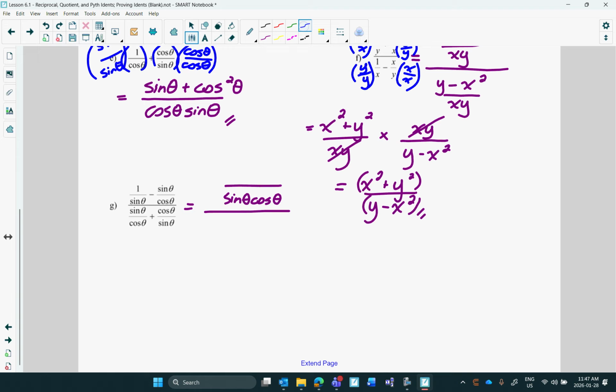And therefore, I would have to multiply this first one, top and bottom, by cos theta. And this second one, I'd have to multiply top and bottom by sine theta. So what do I end up with up top? Cos theta minus sine squared theta.